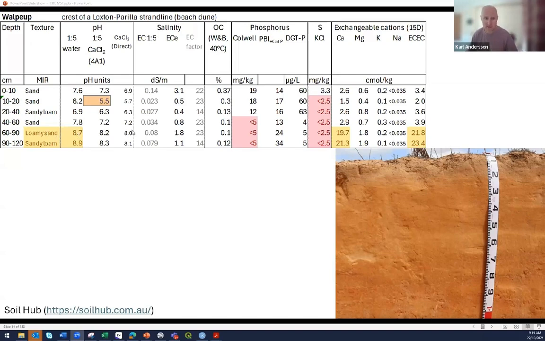So if you're getting soil tests done, just look at the sort of tests that you're getting done. And we can talk about that later on if someone's got a question.